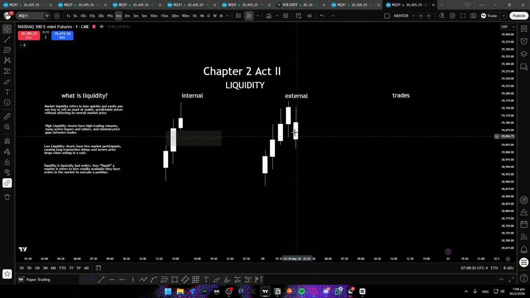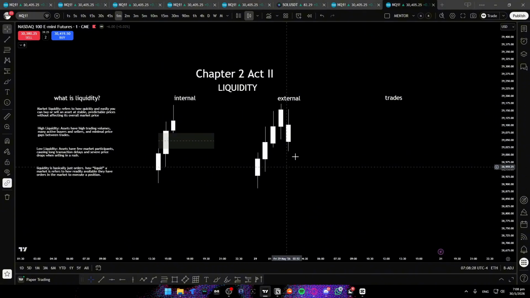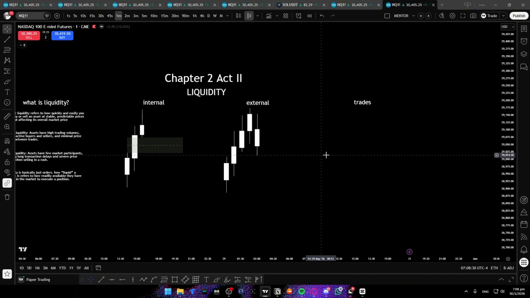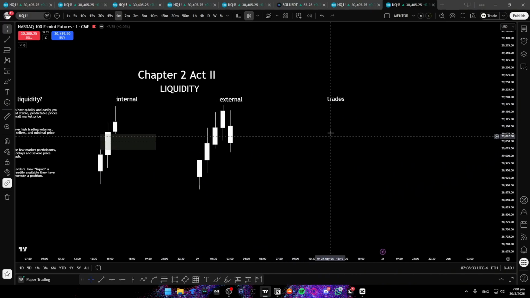Now that you know what a liquidity sweep is, of external liquidity, right? We're going to go ahead and go into the real trade example, right?